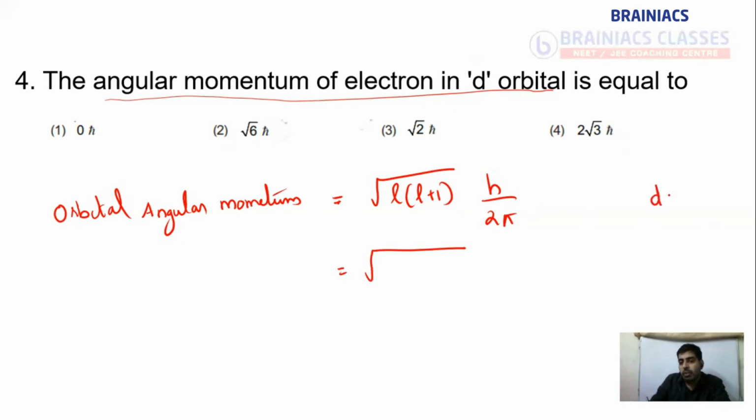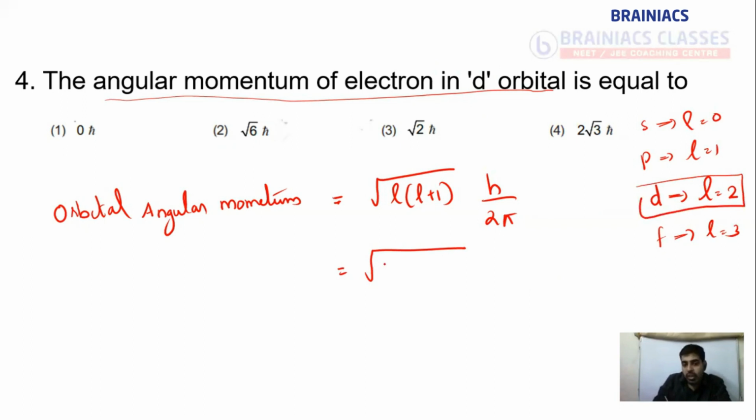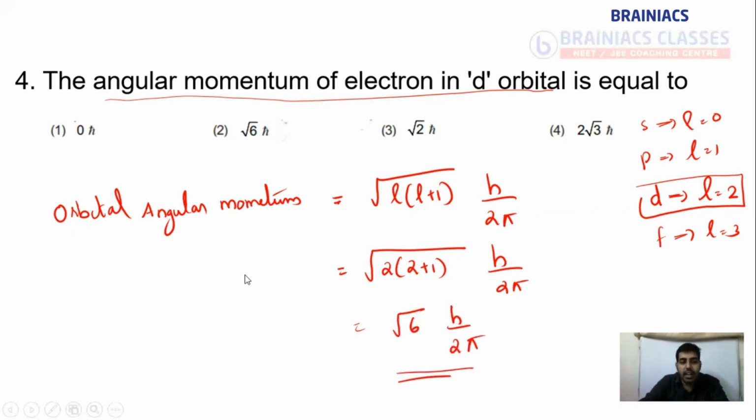Now the electron is present in d orbital. For d orbital, the L value is equal to 2. For p, the L value is equal to 1. For s, the L value is equal to 0. For f, the L value is equal to 3. So here L is equal to 2 because it is d orbital. So root of 2 into 2 plus 1, into h by 2 pi. That is 2 plus 1, 3; 3 twos are 6. Root 6 h by 2 pi. This is the value of orbital angular momentum.